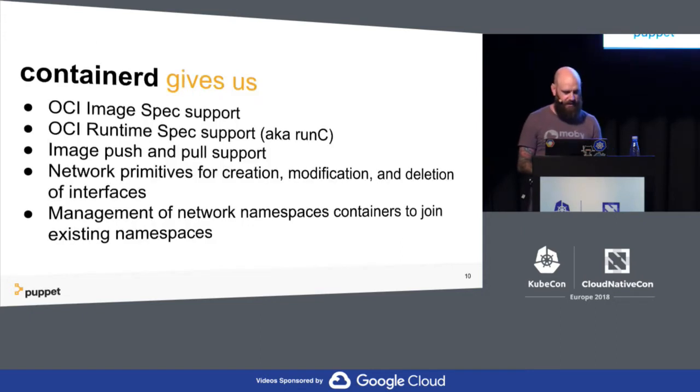So before we do that, containerd gives us this. It gives us OCI image spec support through runc, which is quite good. It gives us image push and pull support, and network primitives for creation, modification, and deletion of interfaces. That, in the Kubernetes world, is talking to CNI. It also gives us management of network namespaces for containers to join an existing namespace. So if you've already created namespaces and things like that, you can control them in containerd.